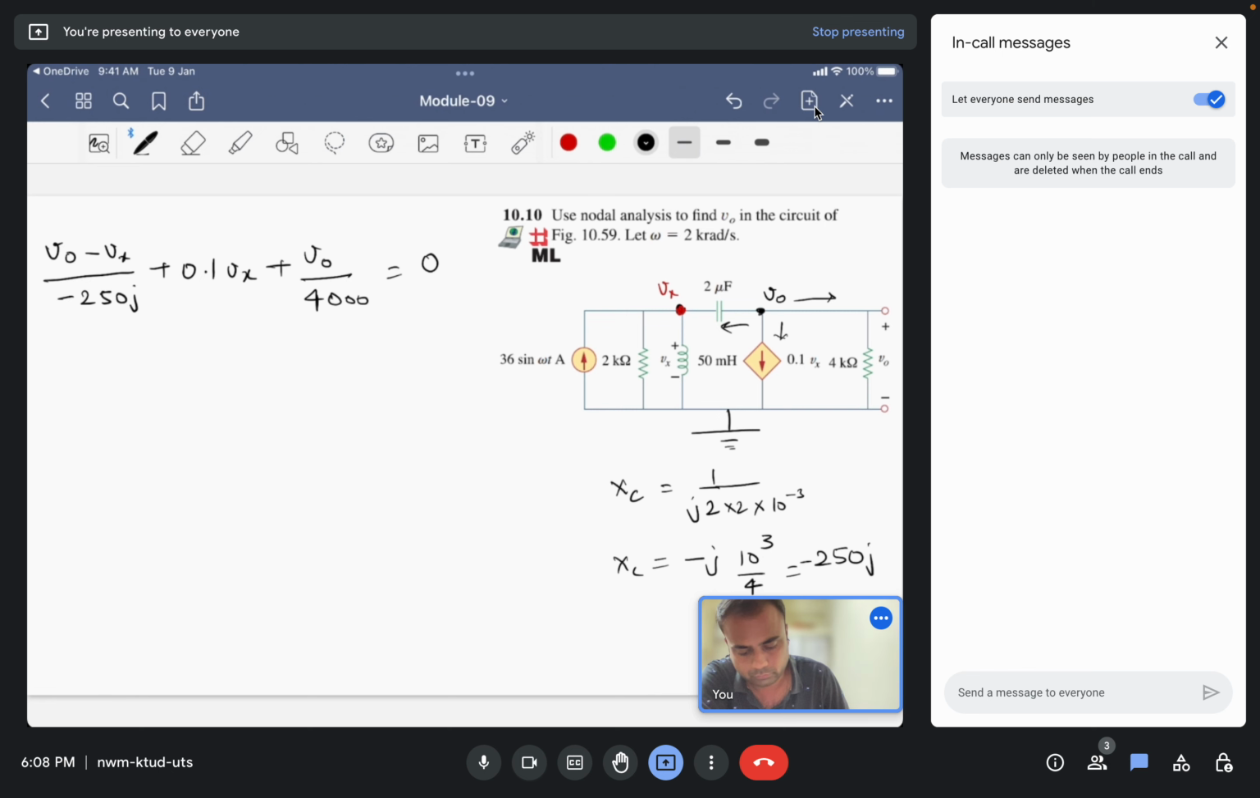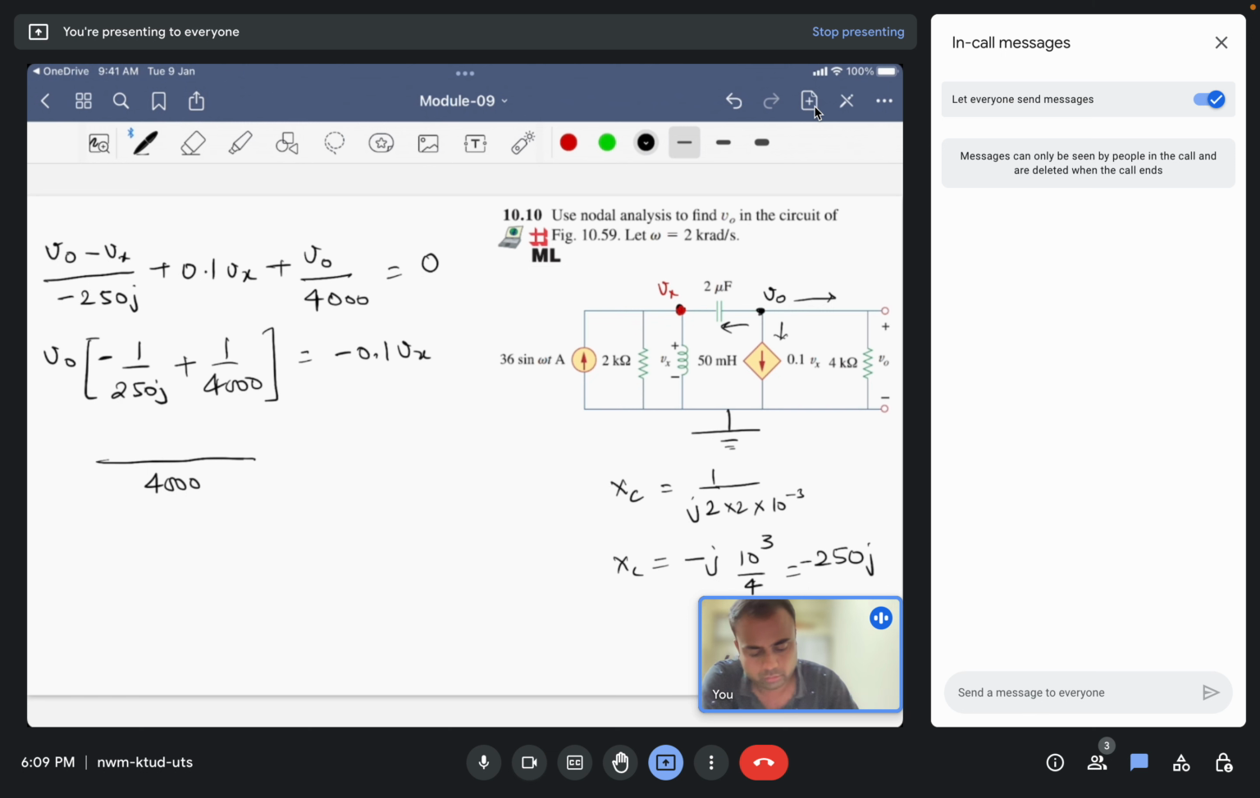So let us simplify the equation here. We can take V naught out. So V naught times (1 upon minus 250 J plus 1 by 4000) is equal to minus 0.1 Vx.